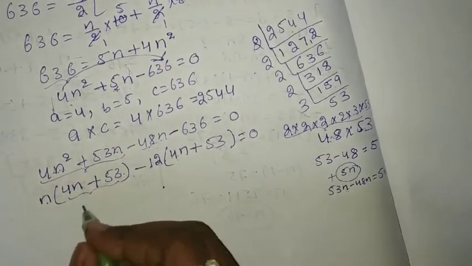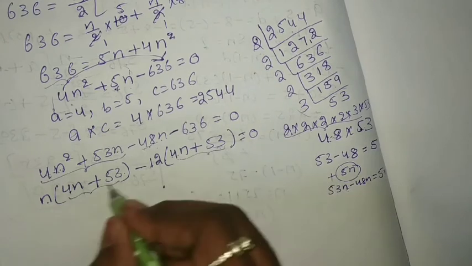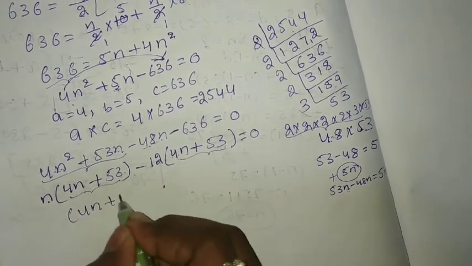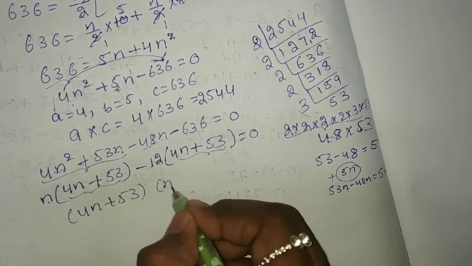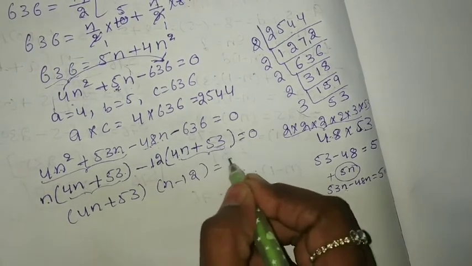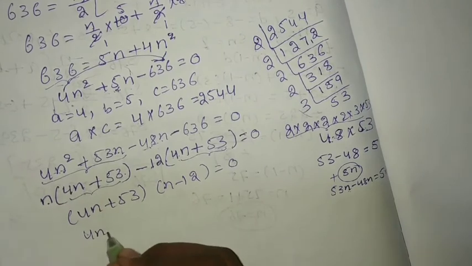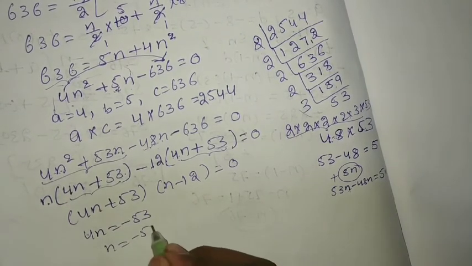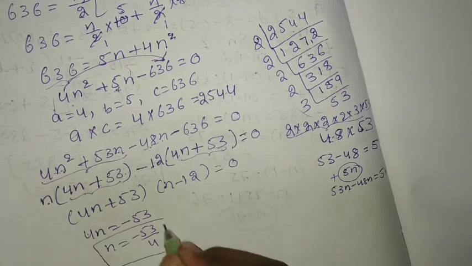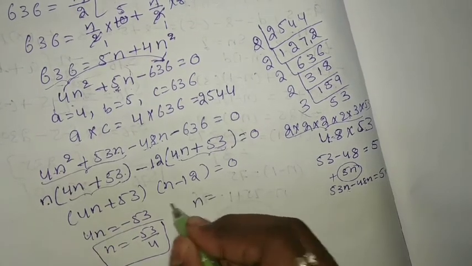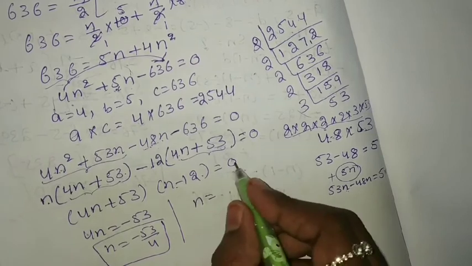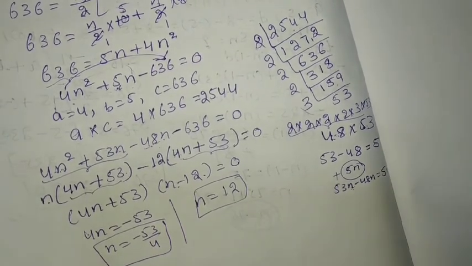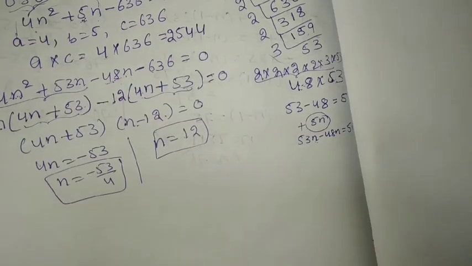Understand? And now see, these two terms are same. Now take common: 4n plus 53 into n minus 12 is equal to 0. So 4n is equal to minus 53, n is equal to minus 53 divided by 4. So what is n here? n minus 12 is equal to 0 and n is equal to 12. Are you getting? But look here once.